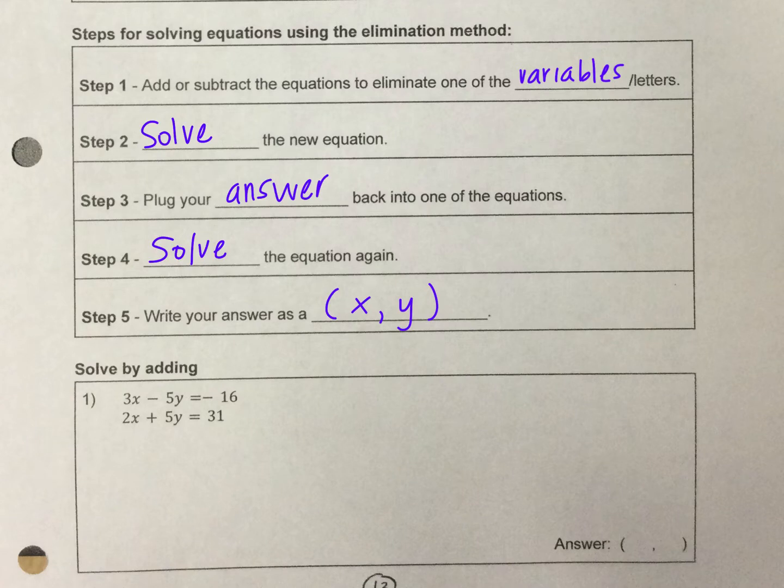So let's do this. The first thing I do is I want to look for things that are going to eliminate each other. So I know that in the second row, this 2x is positive. So I'm going to put a plus right there. So 3 plus 2, that makes 5x. Negative 5 plus 5, that eliminates. That's what I'm looking for. That goes away, equals negative 16 plus 31 is 15. All right, so step 1, got rid of my variable. Now I'm going to solve this by division.